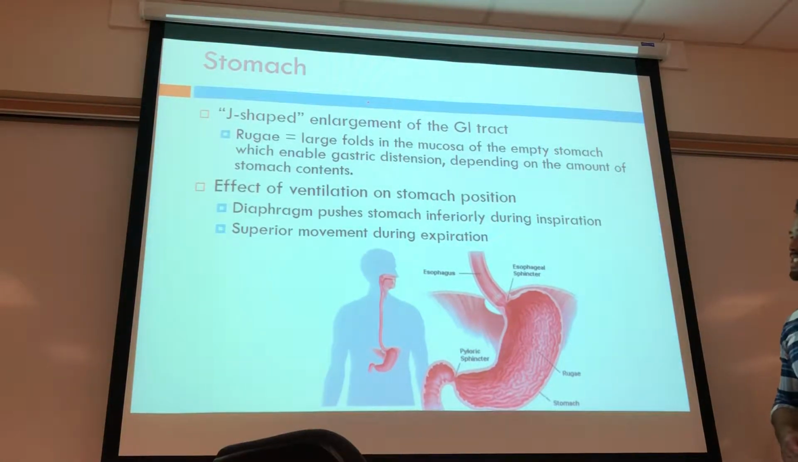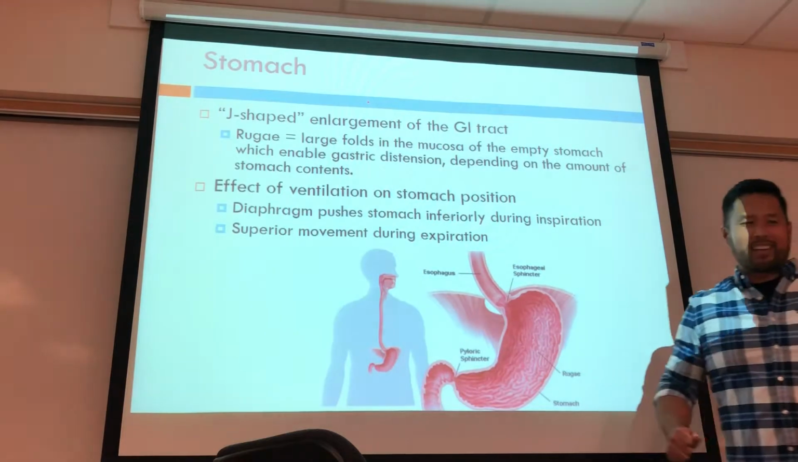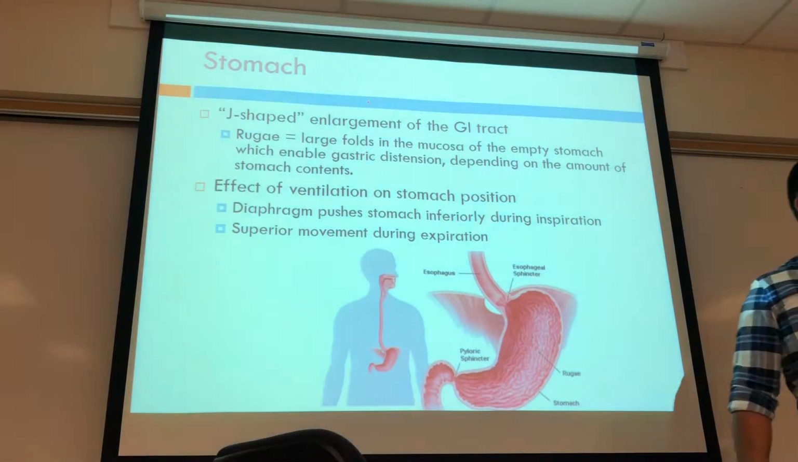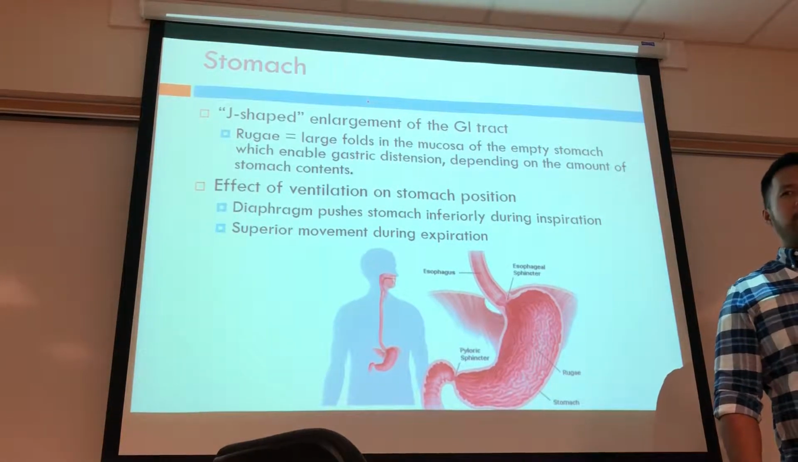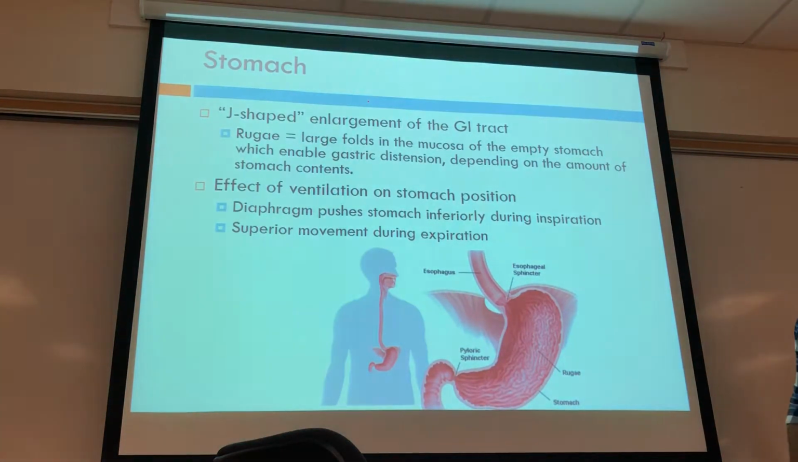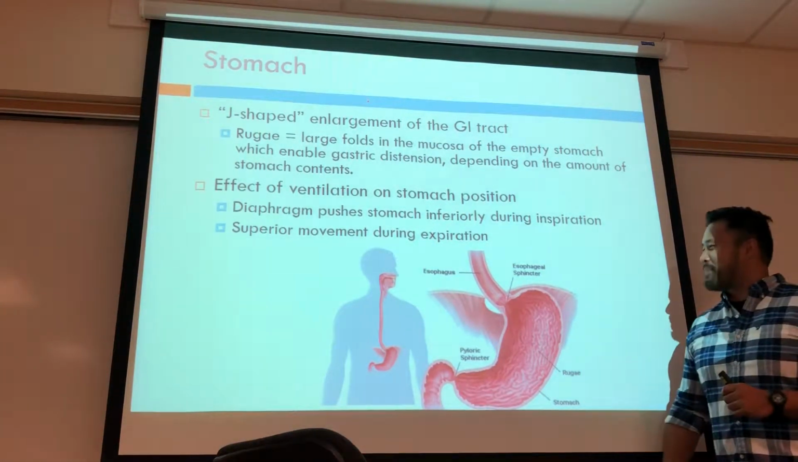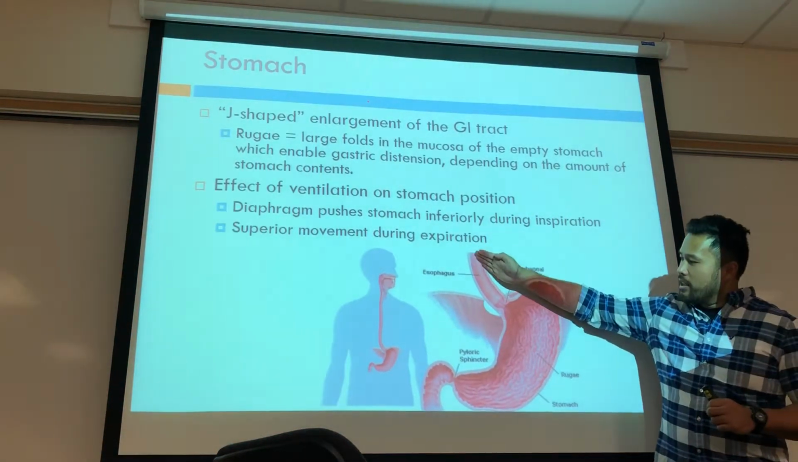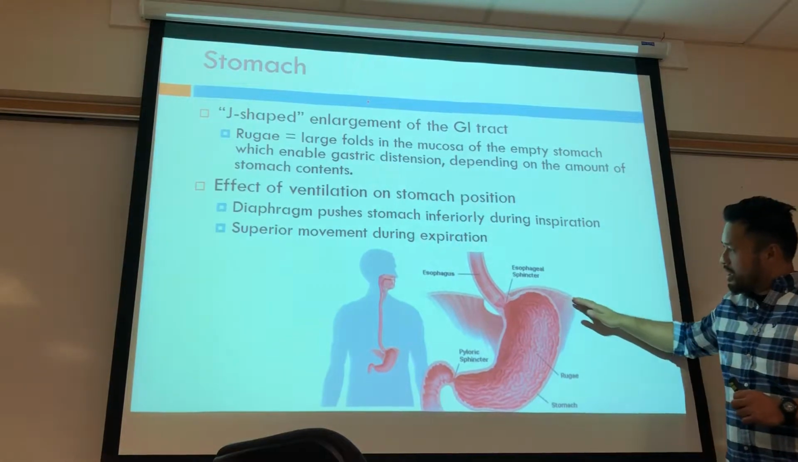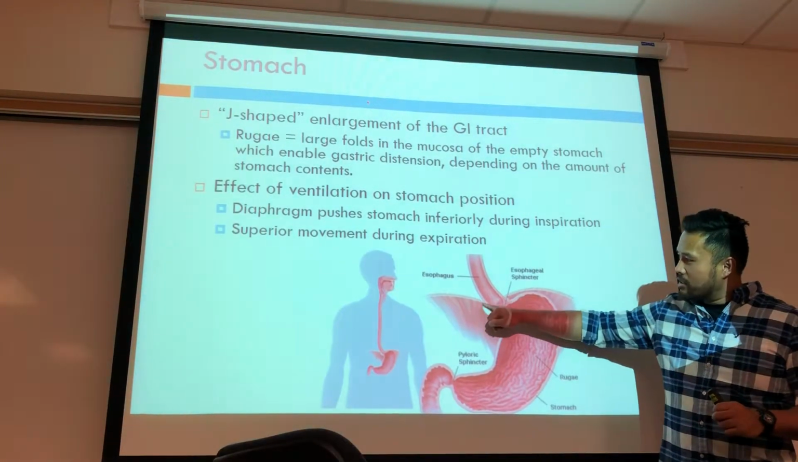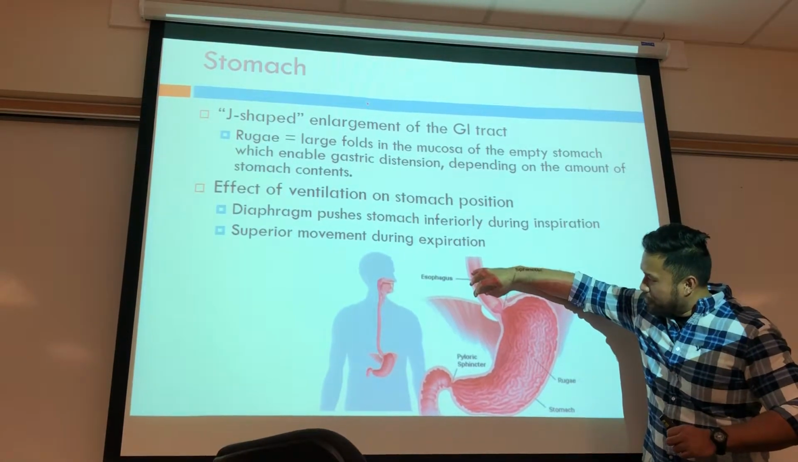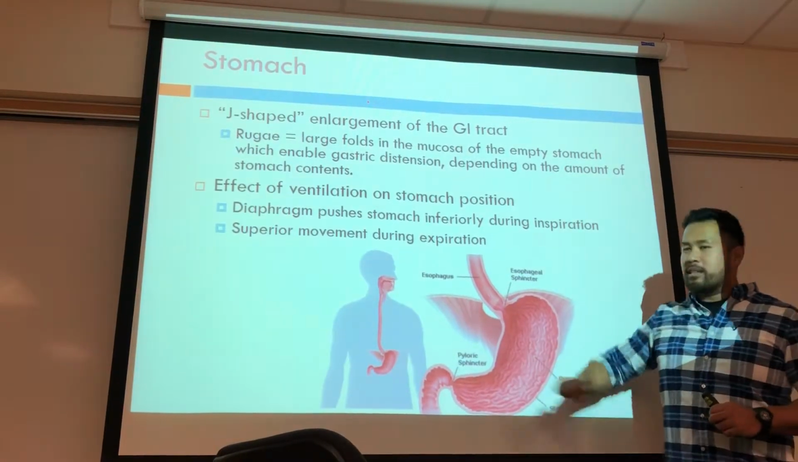Another thing to think about, something I'm quite guilty of, especially during Thanksgiving, is the effect of ventilation on stomach position. If you ever notice, after eating a fairly heavy meal, you can't breathe. Why is that? Because you eat too much? Of course you eat too much. That's partly it. But looking at the position of the stomach and the esophagus, right in the diaphragm you have a little area called the esophageal hiatus. It's basically where the esophagus can travel through and make its way into the stomach.